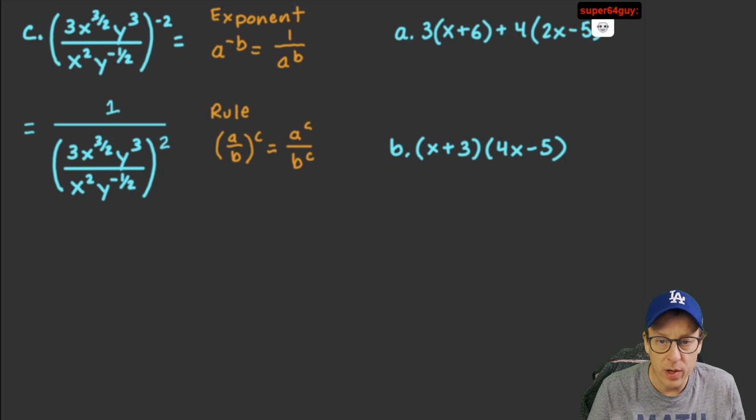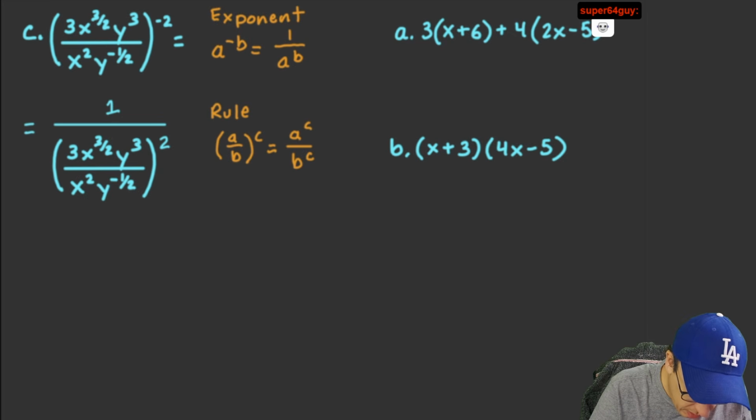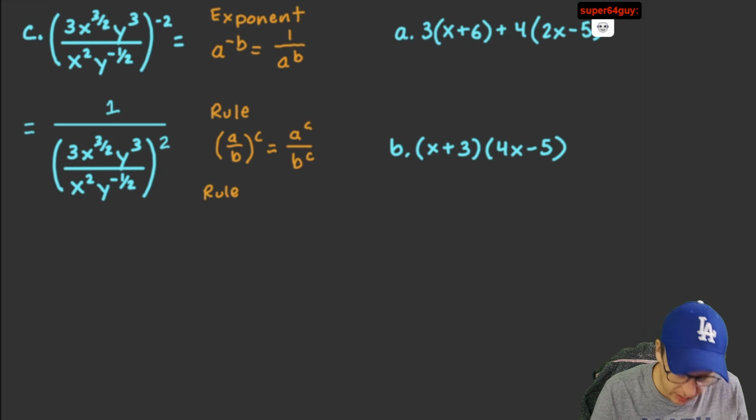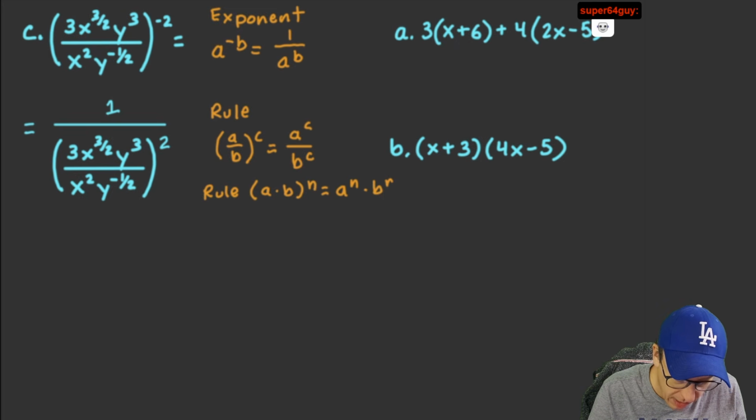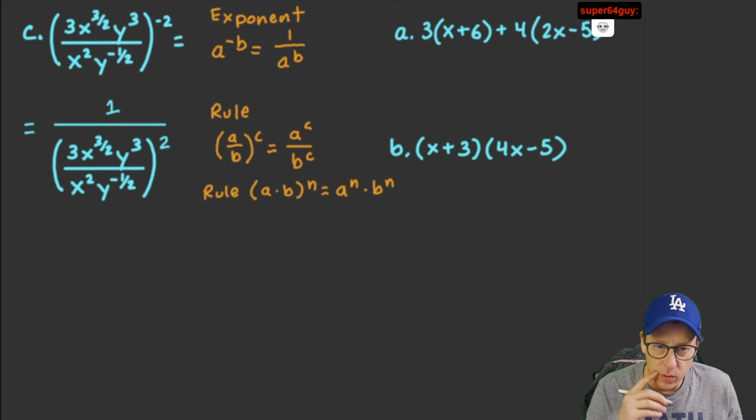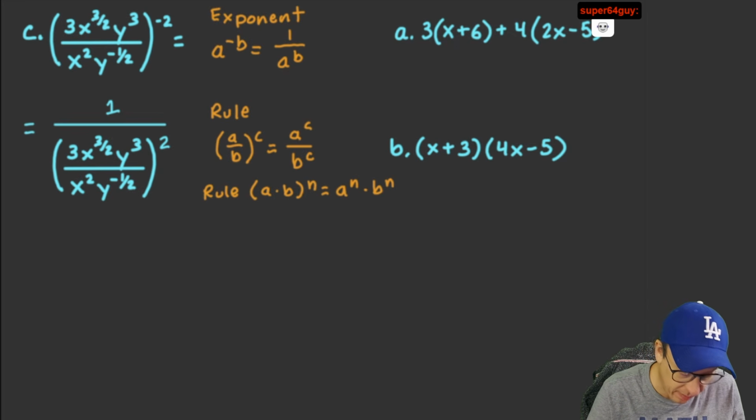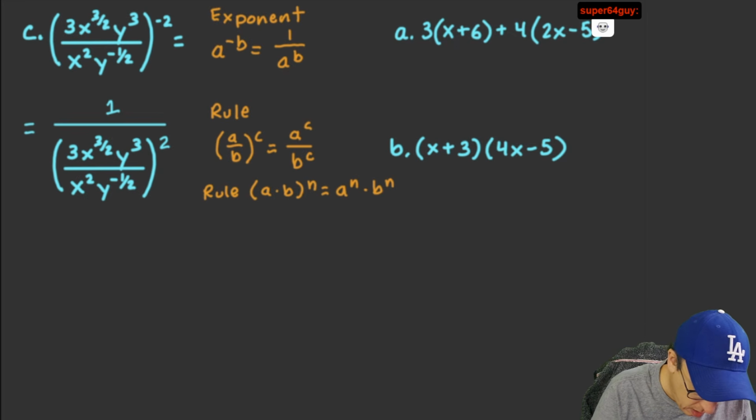Another rule that we're going to need here to be able to further simplify this, so I'll write the rule again. This rule says that if we have a times b to the power of n, this is exactly the same as a to the power of n times b to the power of n. Any other rules? I think just based off of those two rules, I'll now be able to further simplify this. So let's go down here.